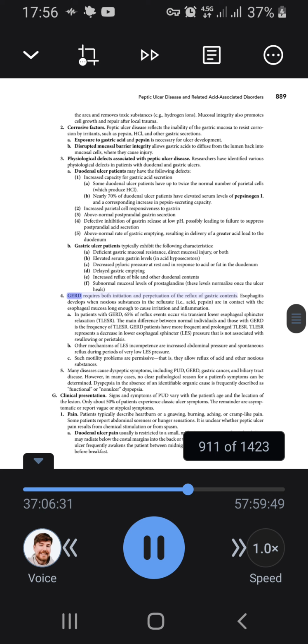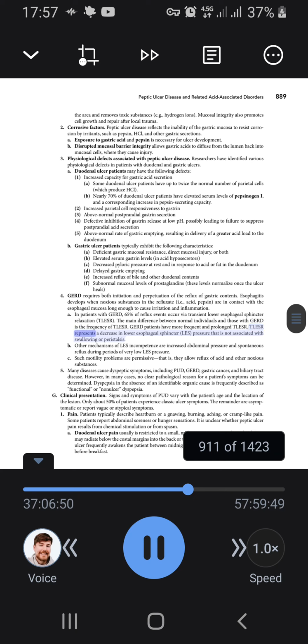4. GERD requires both initiation and perpetuation of the reflux of gastric contents. Esophagitis develops when noxious substances in the refluxate, that is, acid and pepsin, are in contact with the esophageal mucosa long enough to cause irritation and inflammation. In patients with GERD, 65% of reflux events occur via transient lower esophageal sphincter relaxation. The main difference between normal individuals and those with GERD is the frequency of these relaxations. GERD patients have more frequent and prolonged relaxations.